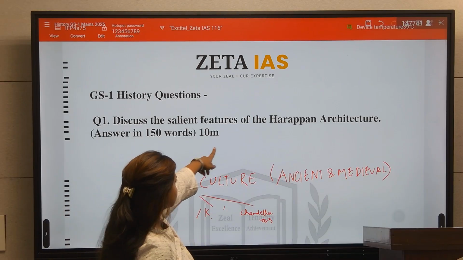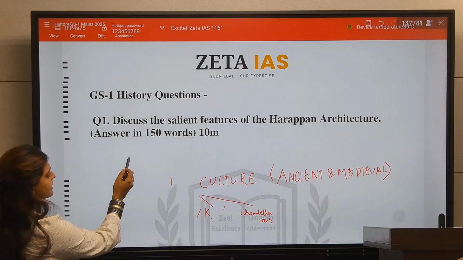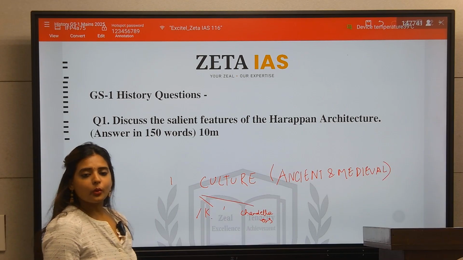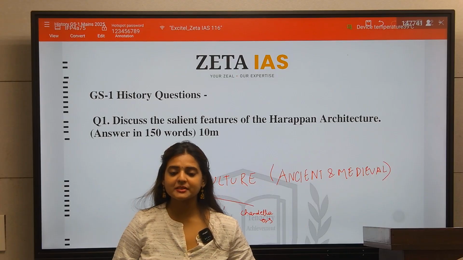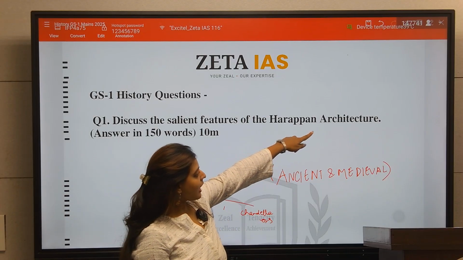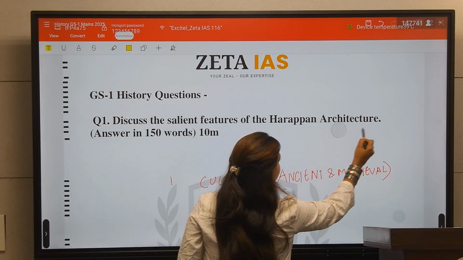Discuss the salient features of the Harappan architecture. As you can see, this question is for 150 words and 10 marks. You don't have to write in detail about the Harappan civilization. You have to write in detail about the Harappan architecture.